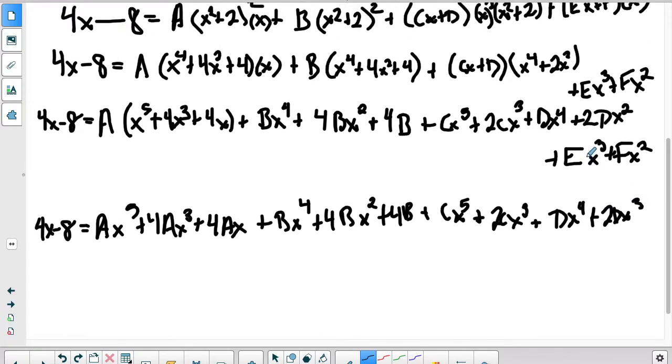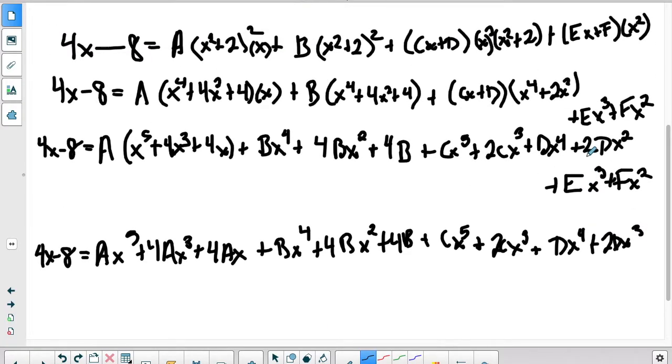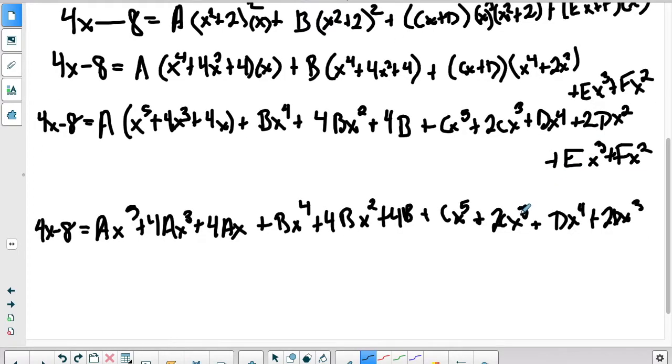Go back and make sure. So it's not to the third, this is to the second. Oh yeah, no, that should be to the third, that's right. This should be to the third, and this should be to the second, because again, cx. So we had next term, dx squared plus ex cubed plus f of x squared.